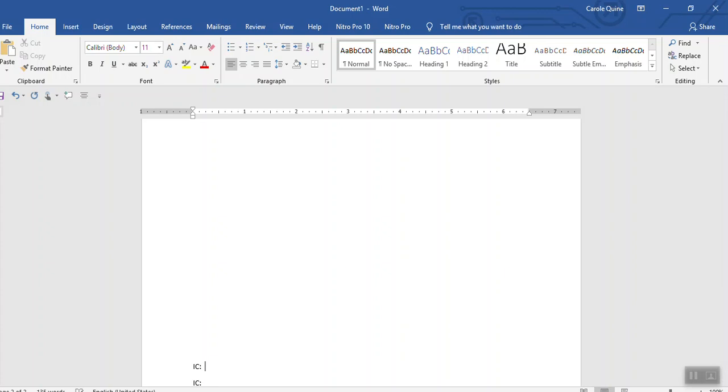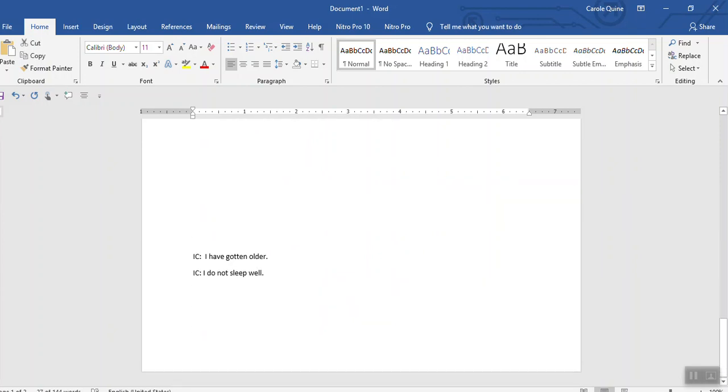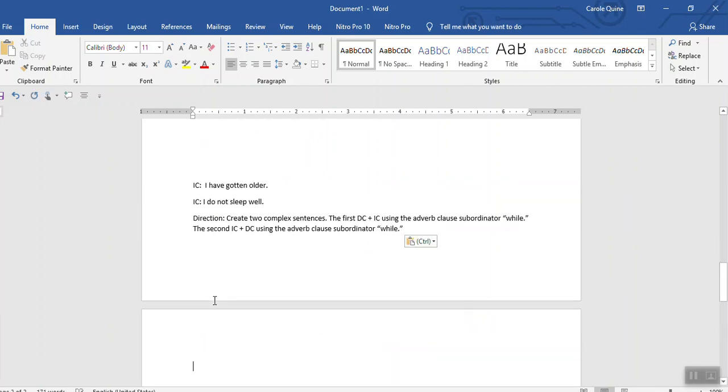Let's say that this independent clause is something along the lines of, I have gotten older. Okay, so there's two independent clauses, right? All right, so what I want you to do is to follow basically these directions with a noticeable difference.